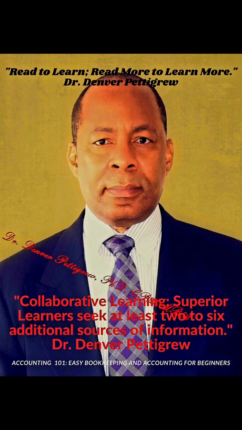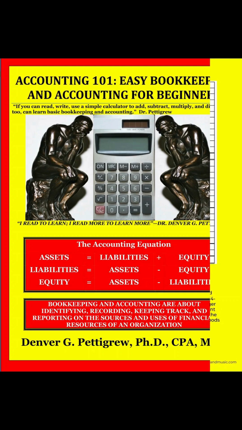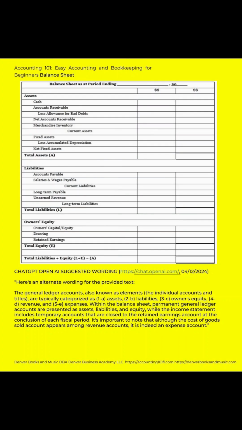Liabilities are unpaid debts for goods and services incurred by the organization. Examples include unpaid debts to suppliers, unpaid salaries and wages of employees, unpaid amounts owed to utility providers, unpaid liabilities to governmental agencies, and so forth.